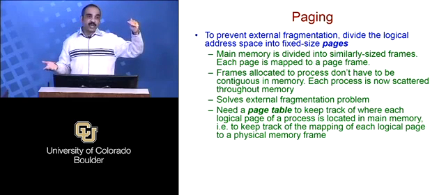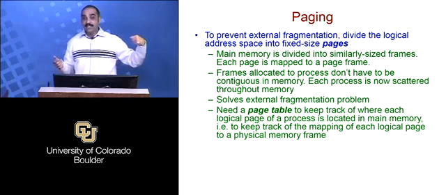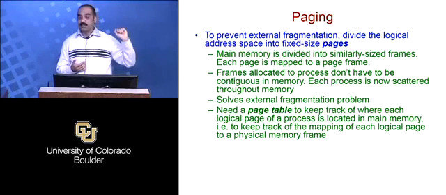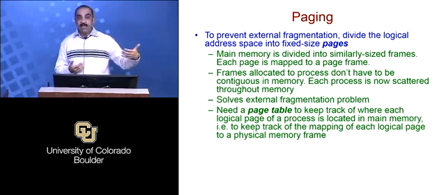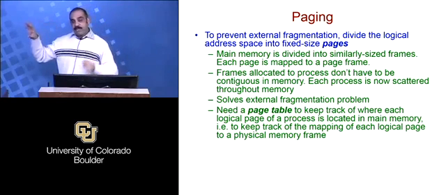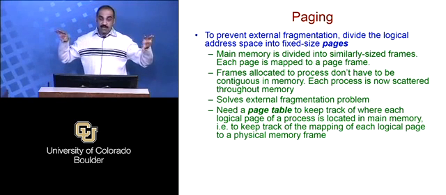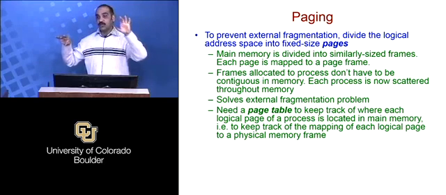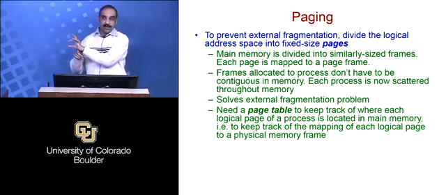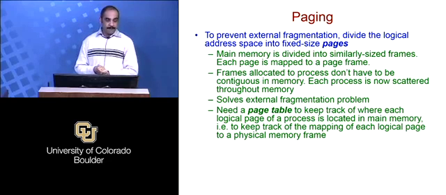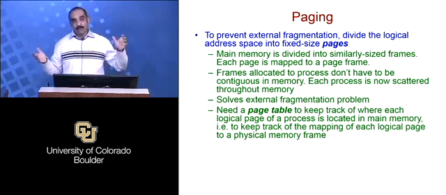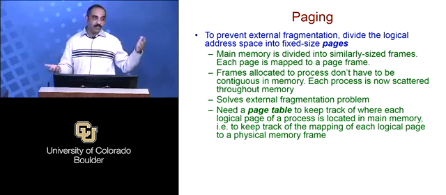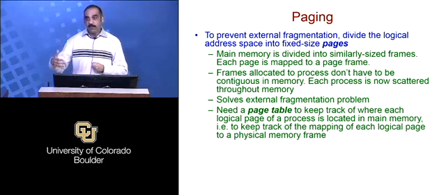Let's say your page size is 4K. Then the first 4K bytes of this process will sit in page number 0, the next 4K will sit in page number 1, and then page number 2, and so on. Page frames are the same size as the page size, so you can fit an entire page of logical address space into a single page frame in main memory. So the allocation of memory to a process is now done in terms of page frames. For this process, I'm going to allocate 10 page frames, for example.